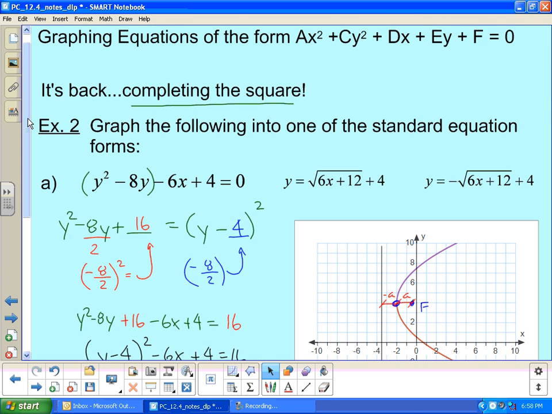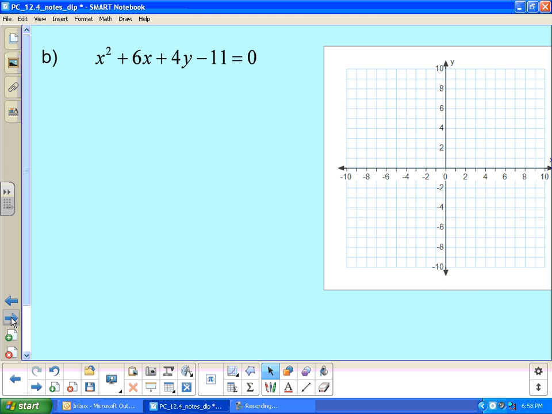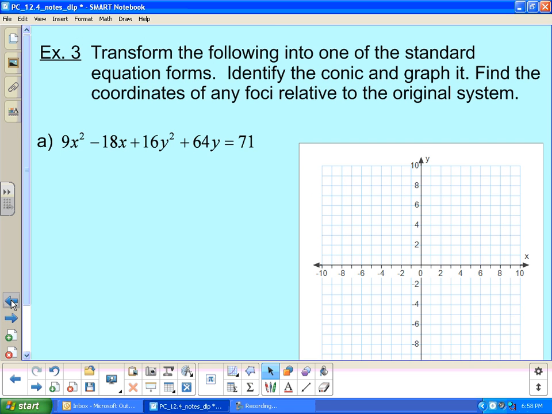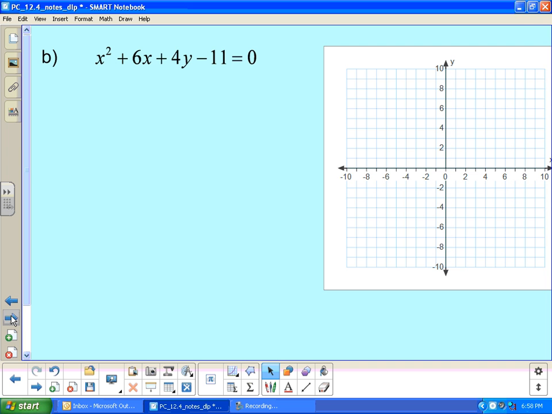All right, so there's completing the square, found our parabola. What about this guy? Oh boy. That is another parabola, but this time it's x squared, so it's going to be opening up or down. And I'll just walk you again through the completing the square process and then throw the graph up real quick.